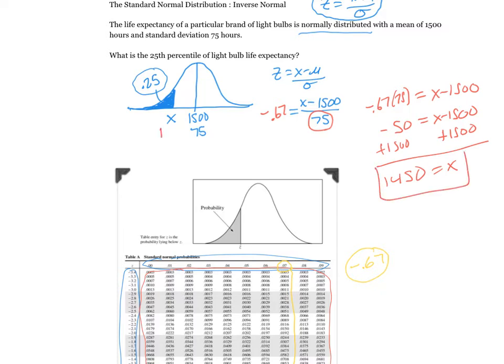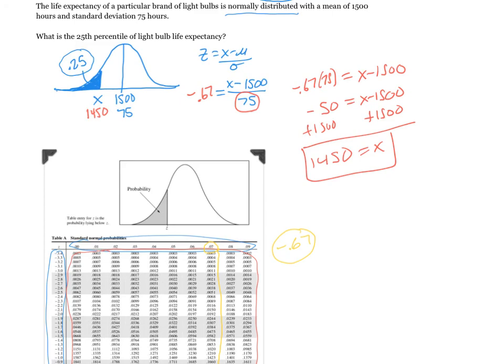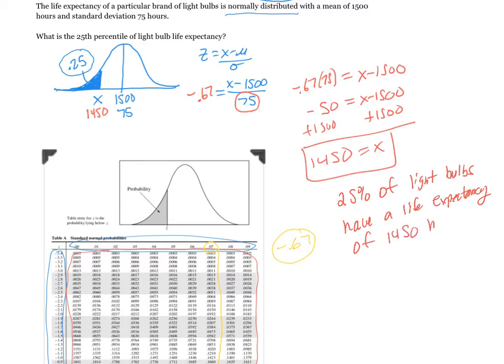Okay, so that means on the graph over here, this is 1,450. Now, when we solve these type of situations, we also want to include a statement of the context. So what did we just learn? Well, we just learned that 25% of light bulbs have a life expectancy of 1,450 hours or less. Okay, so that's a context statement. So I always want to be thinking about what did we just find, okay? Well, we figured out that 25% of light bulbs last 1,450 hours or less.